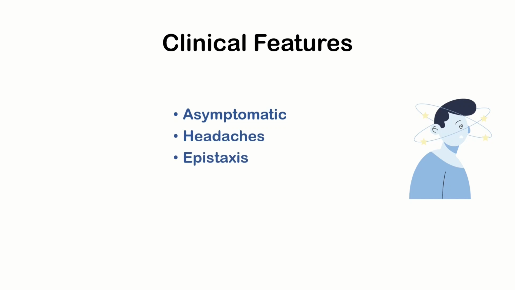Let's talk about the clinical features of hypertension. Most of the patients with hypertension are asymptomatic during the initial stages, but during the late stages they might show recurrent headaches, epistaxis or nosebleeds, visual disturbances, or dizziness. These features present as complications of hypertension-related organ damage.